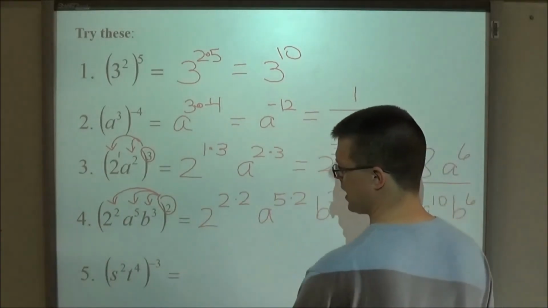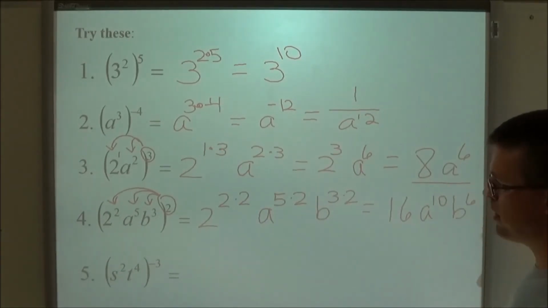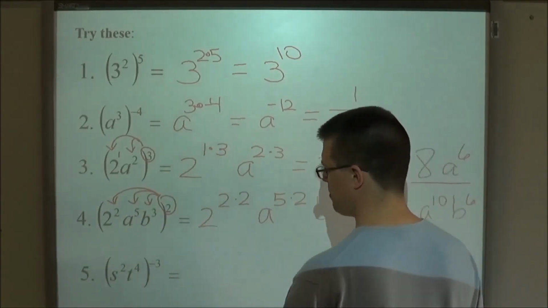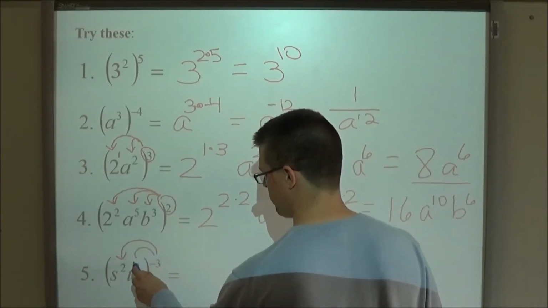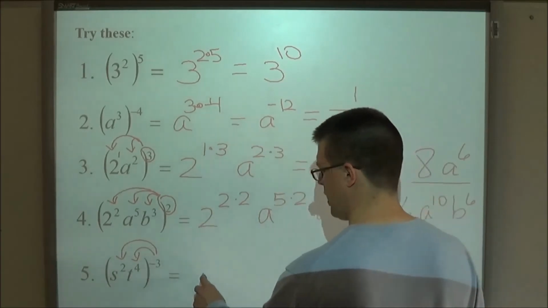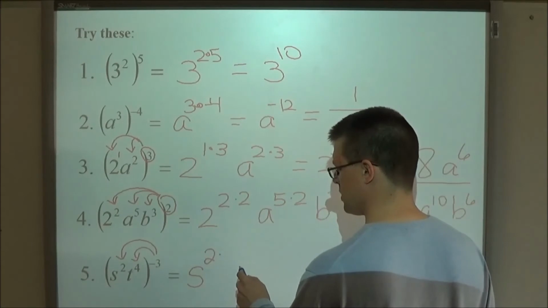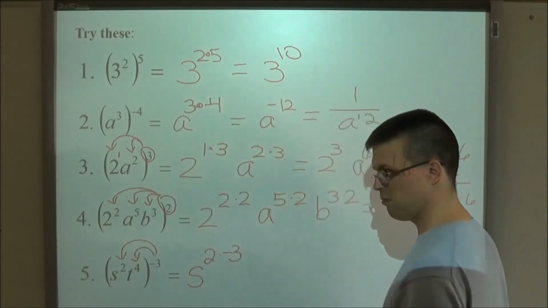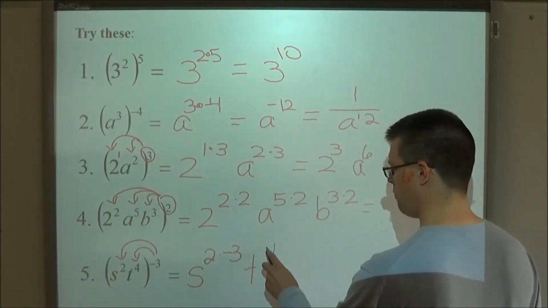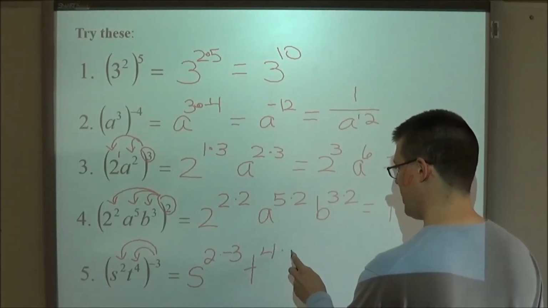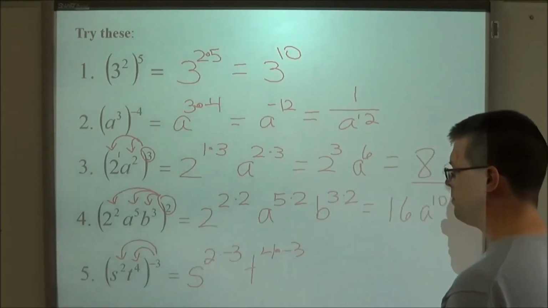Let's look at our last example here. We have s to the 2nd power, t to the 4th power, but all that's being raised to the negative 3 power. Same rule applies. We're going to distribute this negative 3 through. So we have s to the 2nd power times negative 3, since we're raising to the negative 3 power, and t to the 4th power, but we're raising that also to the negative 3 power. There we go, I'll make it a little bigger.